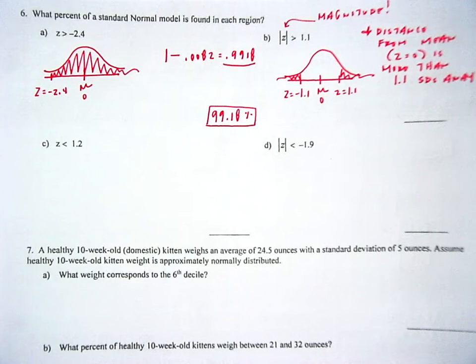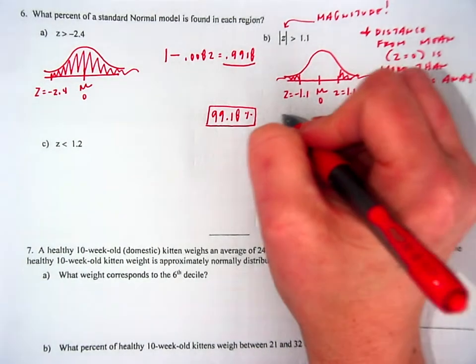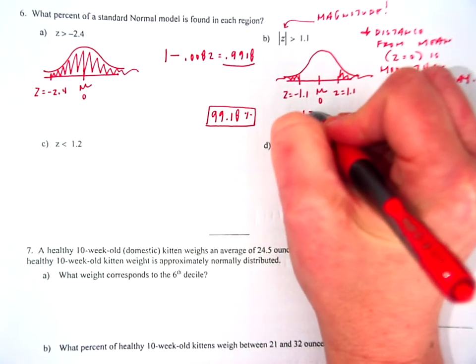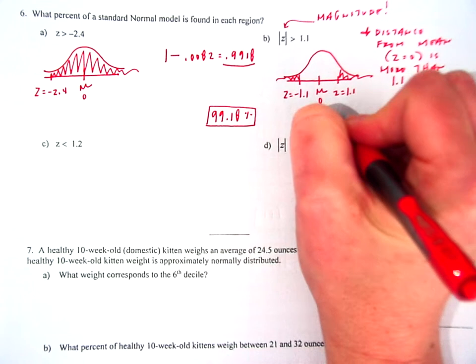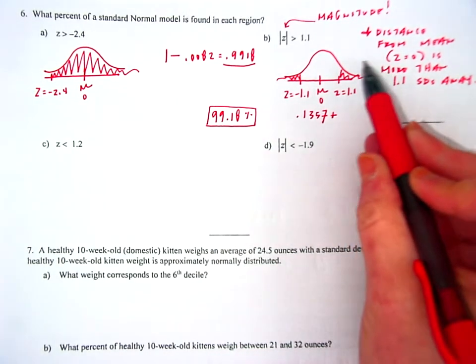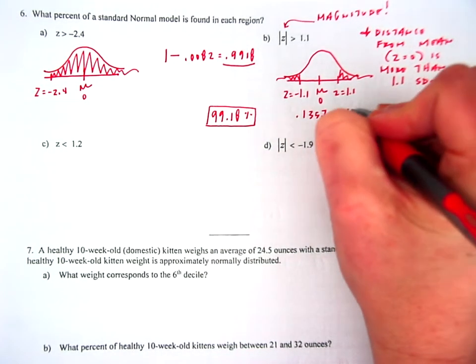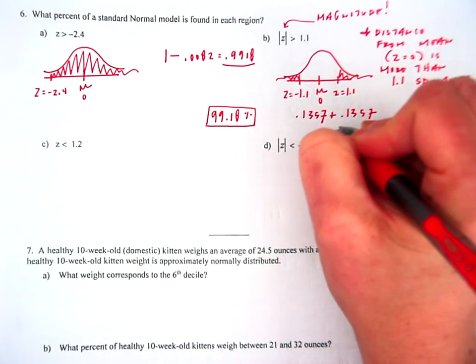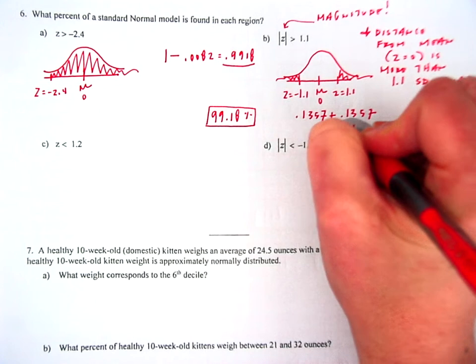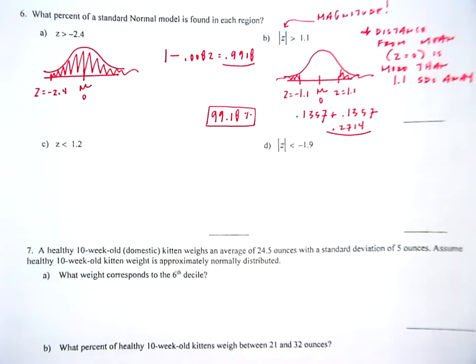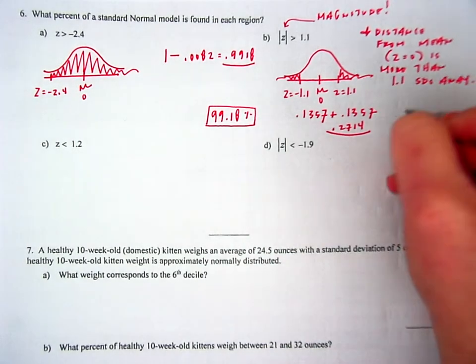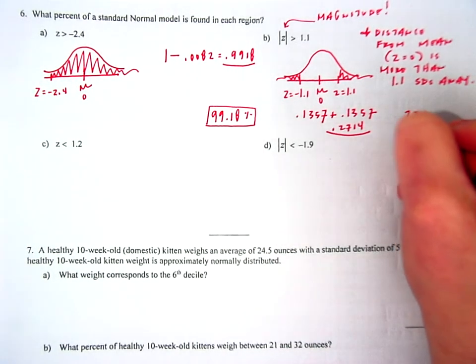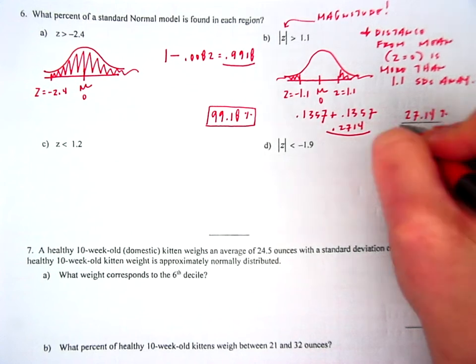So if I look up a z-score of negative 1.1, that's going to give me an area of 0.1357, and it will be the same for this area over here. So 0.1357, so 0.2714 would be the total area in those regions. As a percent, 27.14%.